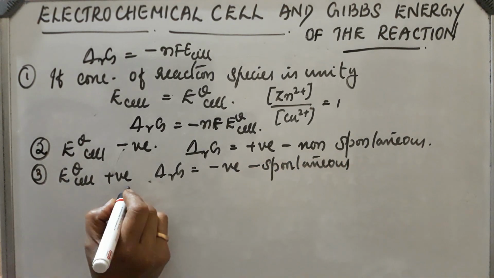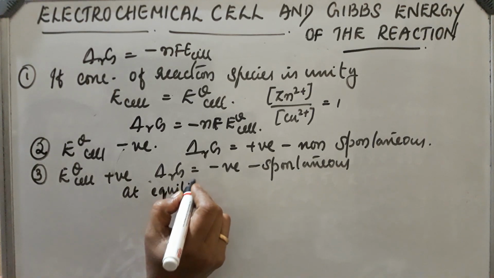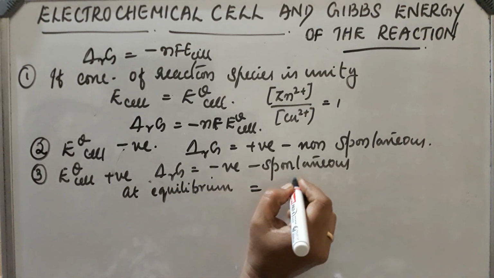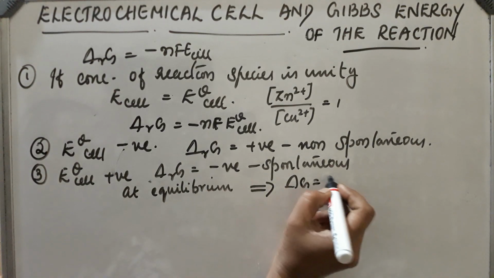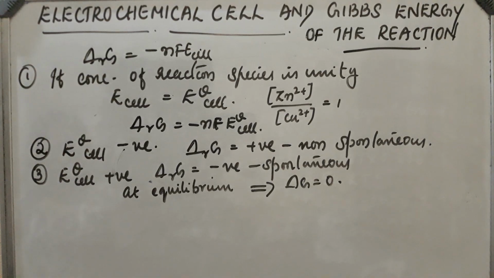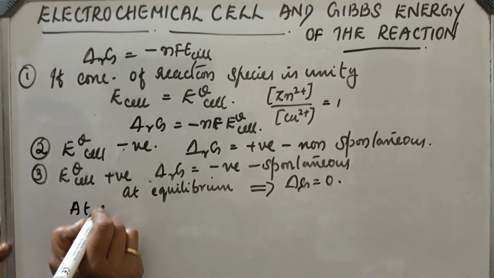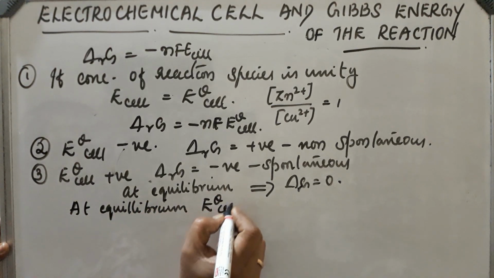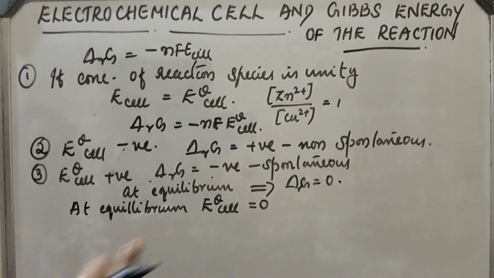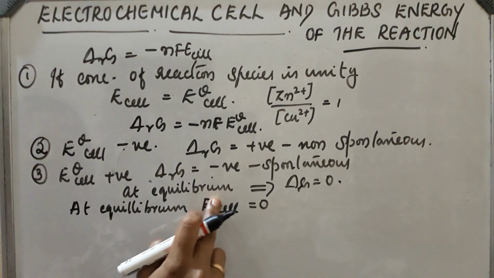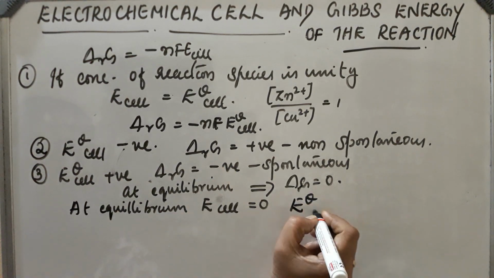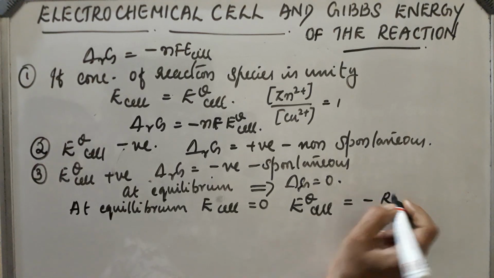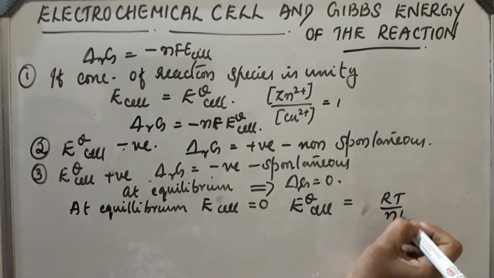Okay. And at equilibrium, delta G will be 0. Now, next, we can form a relation between delta G and Kc, the equilibrium constant. How can we find it? At equilibrium, E of cell will be 0. So, from the Nernst equation we got E standard of cell will be equal to RT by nF ln Kc.